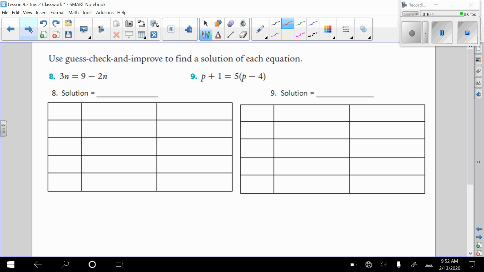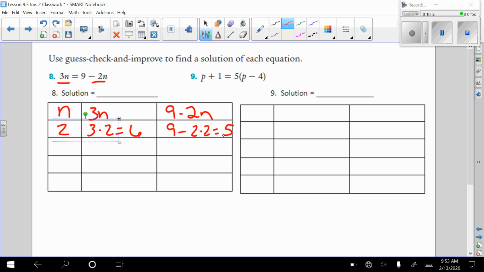Here we have a couple more. These are guess and check and improve, just like we were doing in the last video. And remember, you can have decimals. So if I have two variables, guess and check is what I need to use. So variable goes in the first box. I have 3n. That has to equal 9 minus 2n. Go ahead and start with your guessing of numbers. Let's say that I'm going to start with 2. 3 times 2 equals 6. 9 minus 2 times 2 equals 5. I am one number apart there, so I'm close, but I'm not exactly there.